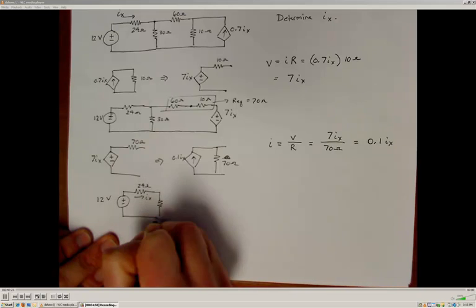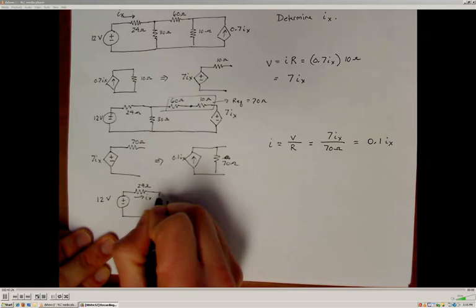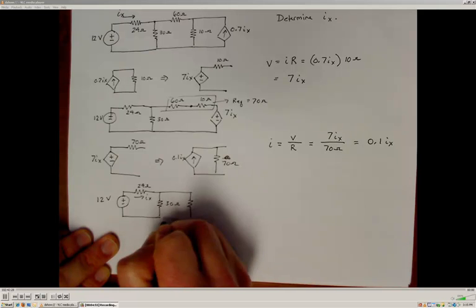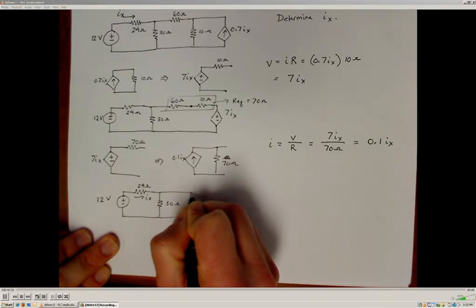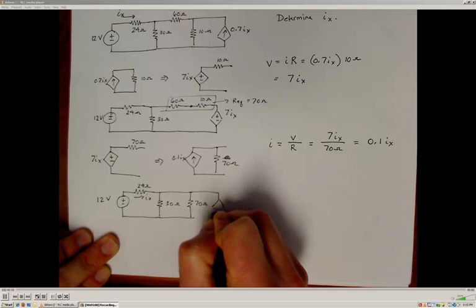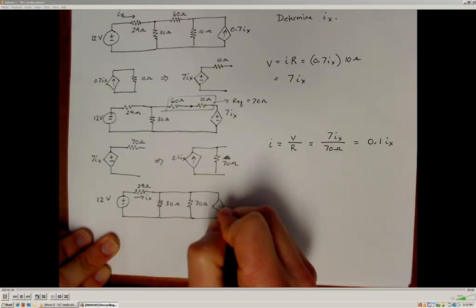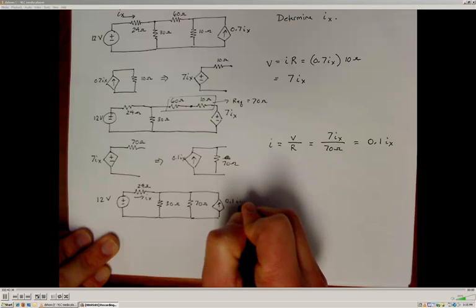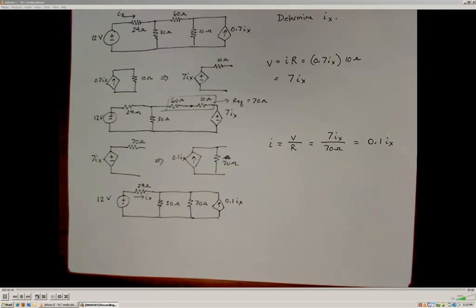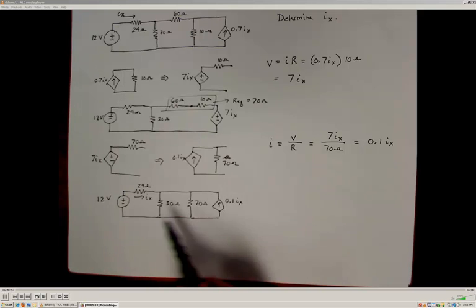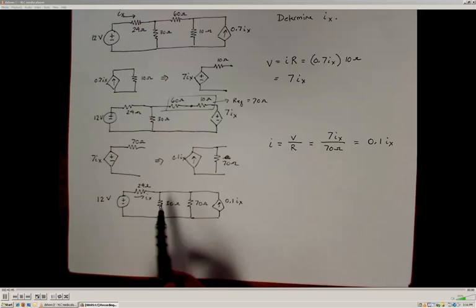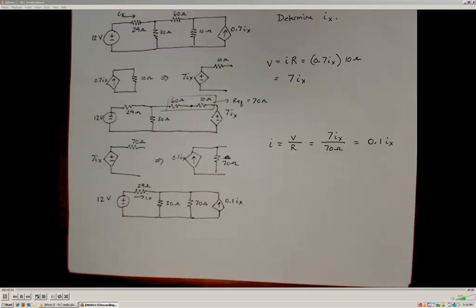I have a 30 ohm resistor here. Now I have my 70 ohm resistor, which is also in parallel with my 0.1 IX current supply. So at this point, you could go ahead and do a node voltage method to determine the voltage at this node, or we could continue on with the source transformation route. This method can be used in combination with all of the other methods that we've discussed.